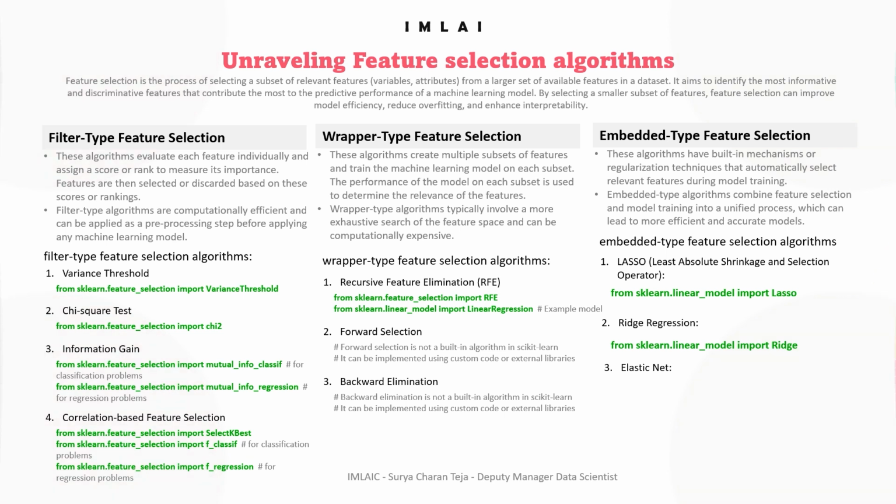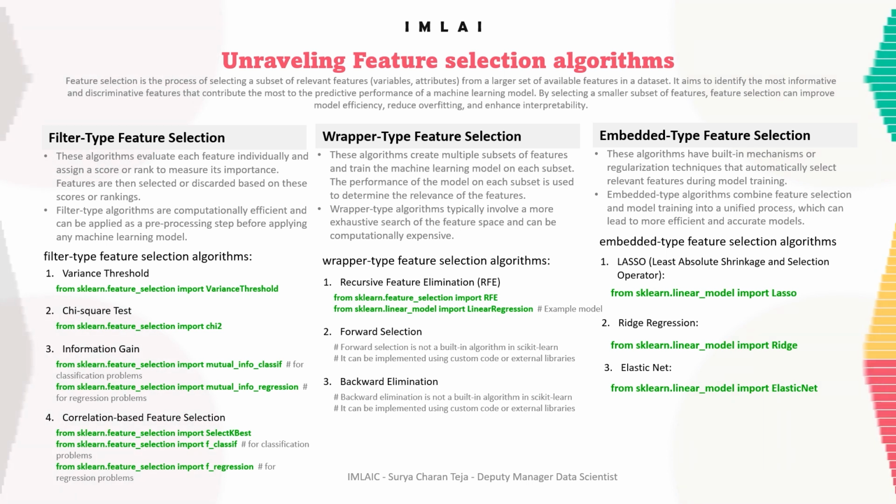Libraries that provide embedded type feature selection algorithms include scikit-learn, GLMNET, and caret. These are other libraries where you can bring them up. Similarly, for forward selection and backward selection, you can use external libraries other than sklearn also. And how do we call up elastic net? You can simply say from sklearn.linear_model import ElasticNet.